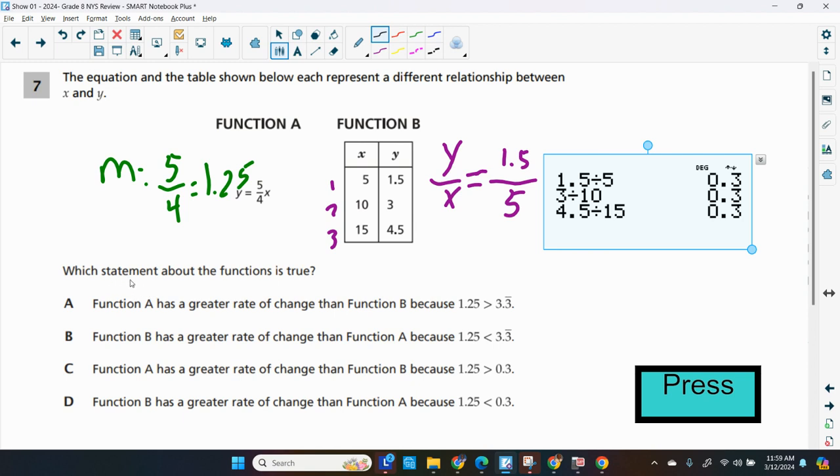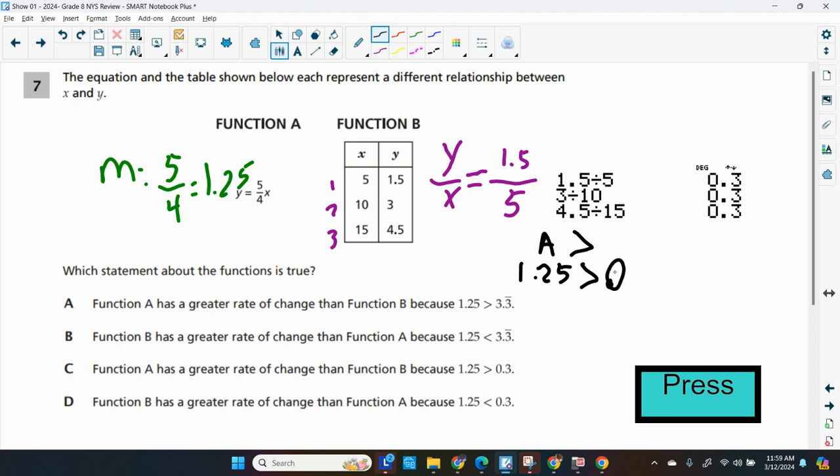Which statement about the functions is true? Well, what do we know is true? There's comparing A to B. Well, 1.25, and that is A, is bigger than 0.3, and that's B. So that's the one we've got to look at, where A has a greater rate of change than B.